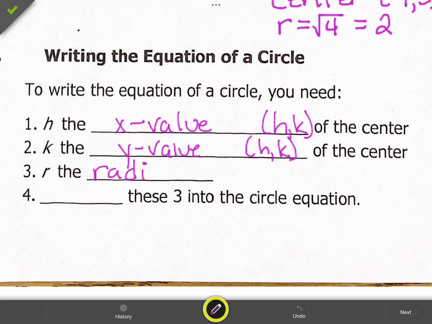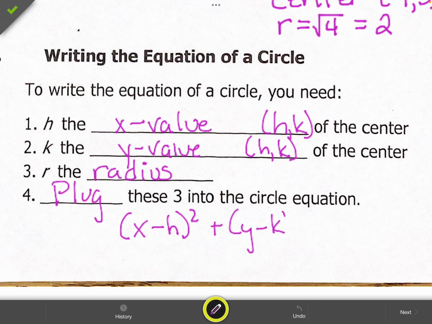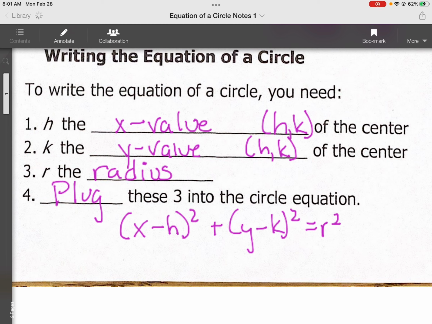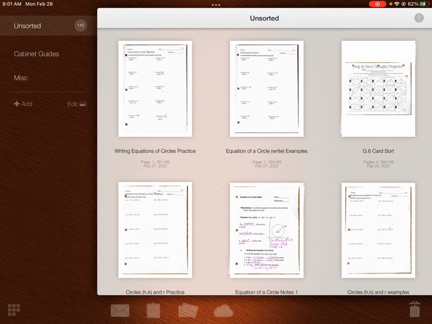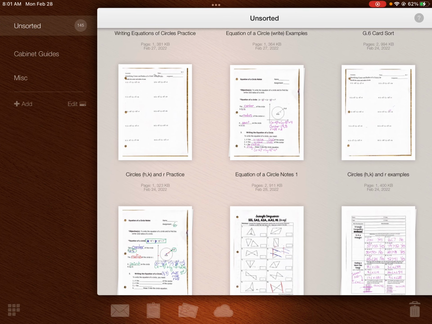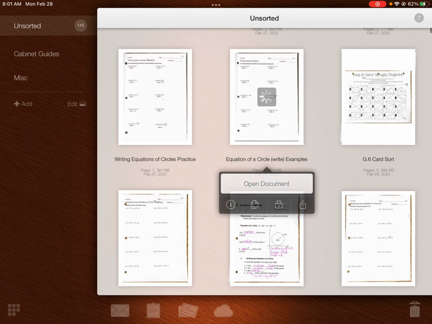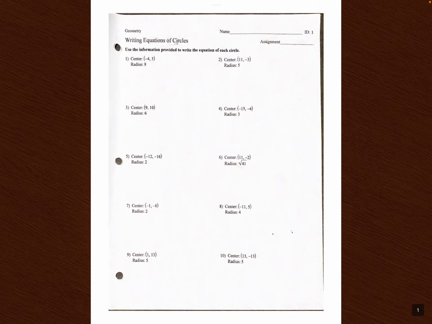And once we have those 3 pieces of information, we're going to plug them into our circle equation, which, remember, is (x minus h) squared plus (y minus k) squared equals r squared. So we're just going to actually look at some examples, but we need our x value, our y value, and our radius in order to do these problems. So let's just jump right into the examples.